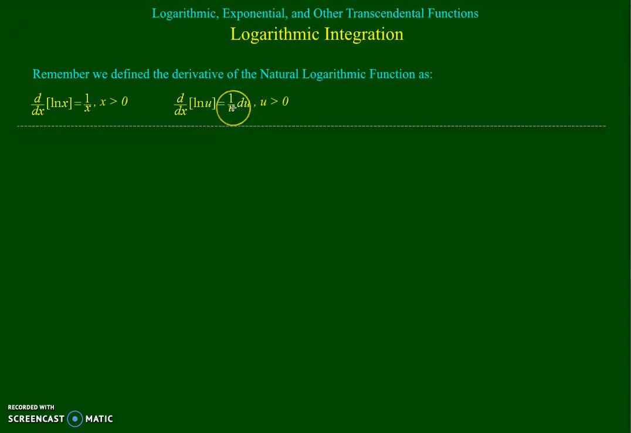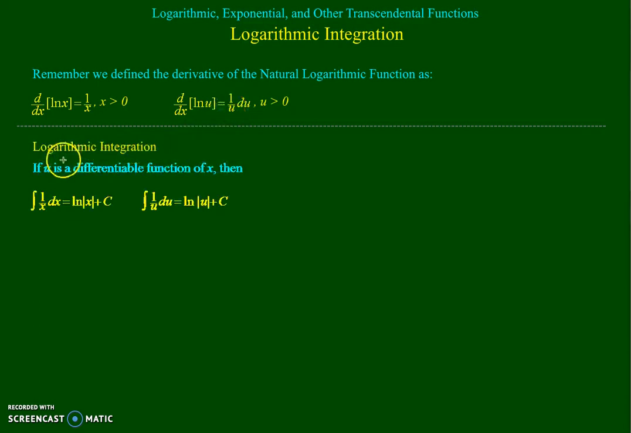That naturally leads to, because of the fundamental theorem, the integral of 1 over u being ln of u plus c. And we looked at that when we did the derivation of the natural log function. To state this a little more formally, if u is a differentiable function of x, then the integral of 1 over x dx is the natural log of the absolute value of x plus c, and this absolute value is required because natural log requires a positive function.